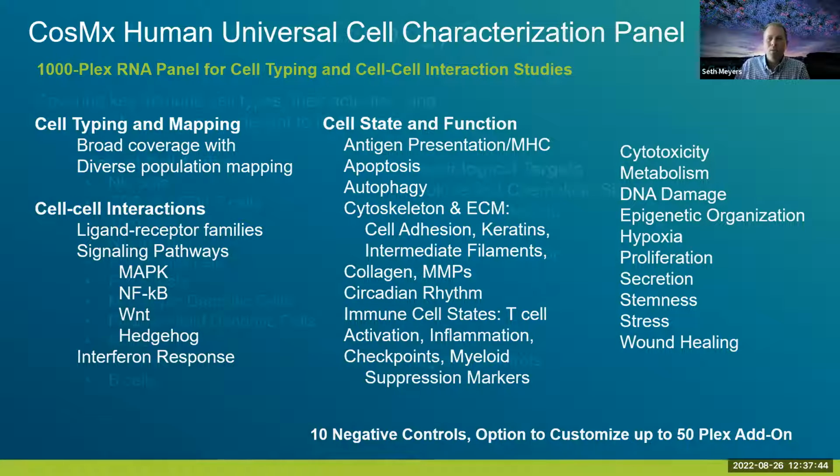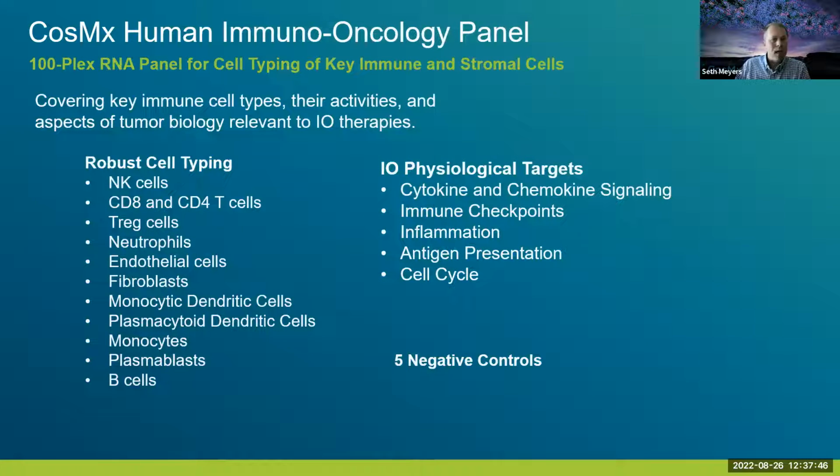And here's also what we have by way of our 100-plex panel, looking at really immuno-oncology. So looking at key immune and stromal cells that are very mission critical within these types of studies. Again, it's a great way of being able to look at the immune cell types, their activities, and the aspects of the tumor biology that's relevant within IO studies.